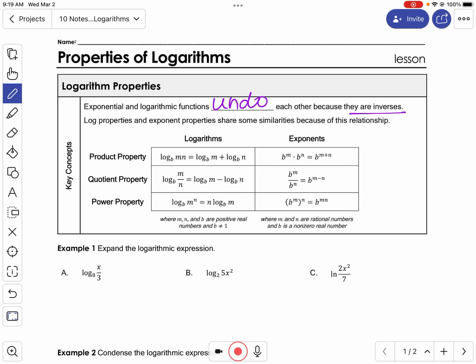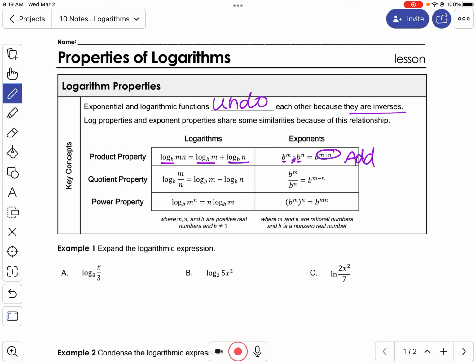If you remember when we were dealing with laws of exponents or properties of exponents, if the bases are the same and we're multiplying, then we add the exponents. Very similar to log. If you have a log base b of m times n, that is the same thing as breaking it up and expanding it into taking the log base b of m plus the log base b of n. So again, very similar to your exponent rules.